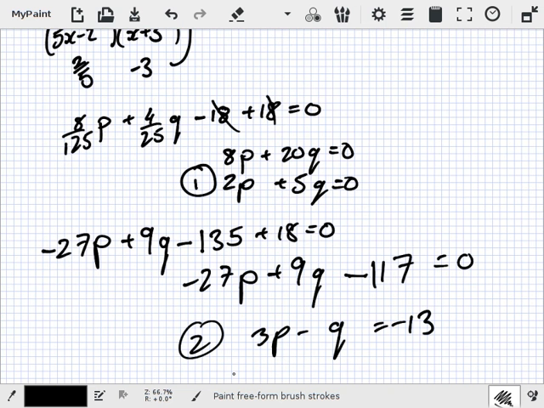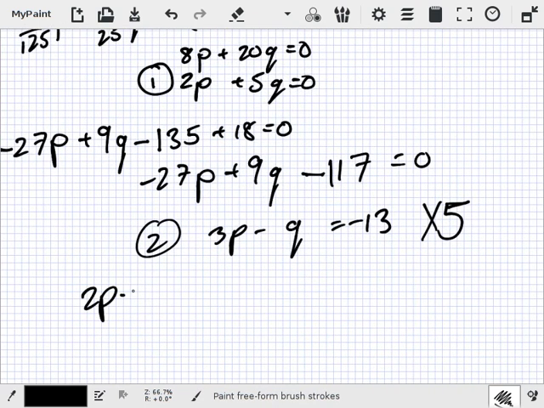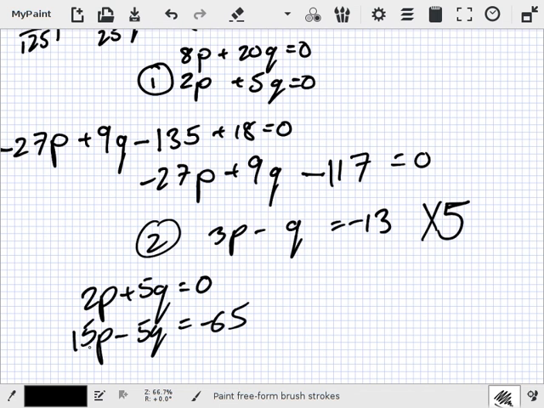What's the best way to combine them? Multiply this one by 5, I guess. So you have 2p plus 5q equals 0 and 15p minus 5q equals minus 65. You add them together, and you get 17p equals minus 65, which is what p is 4? No, that's not right.